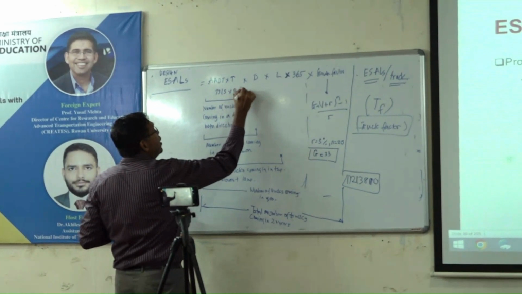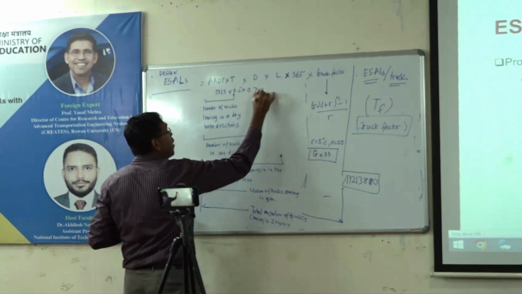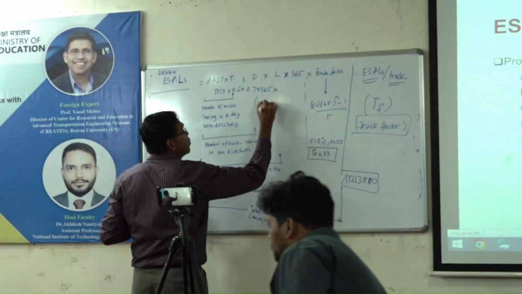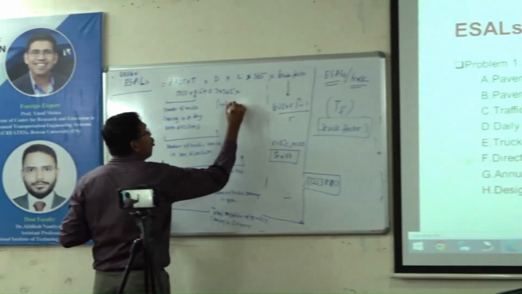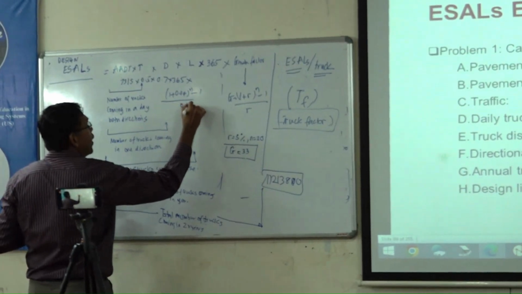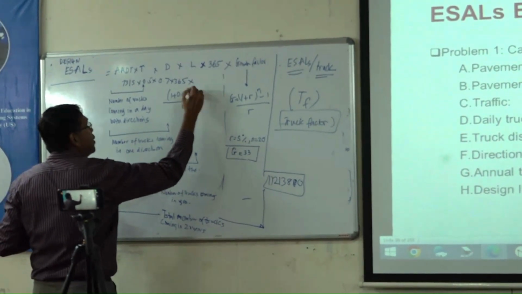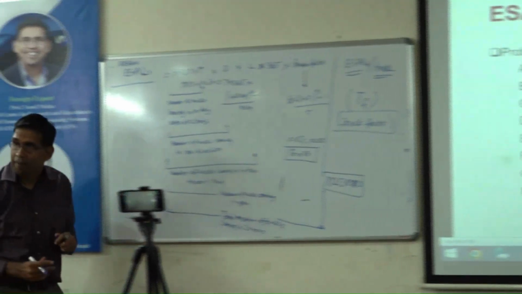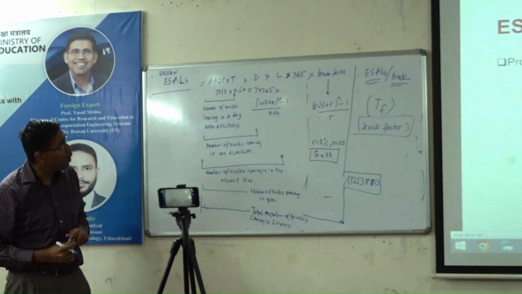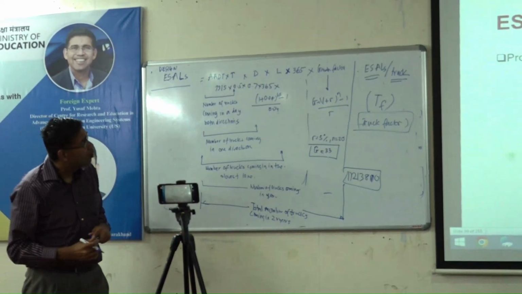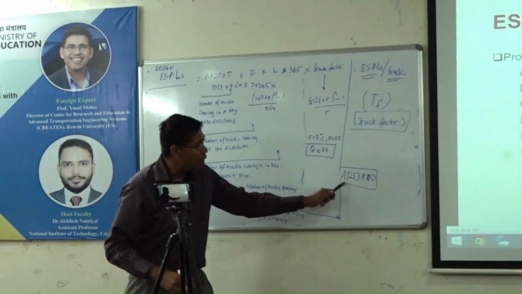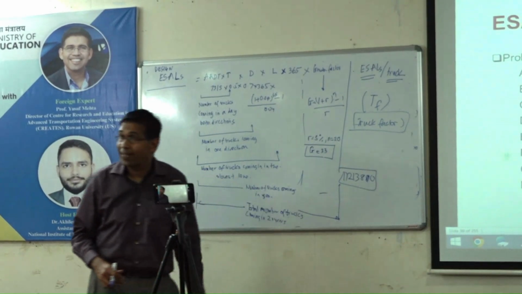Times 0.5, times 0.7, times 365, times (1 plus 0.44) raised to 10, minus 1, divided by 0.44, correct? That is 10, correct? You did that? Right. 12. What is 12? Those factors. Okay, it comes to 12. And that is 1,121,380. Does everyone get that?